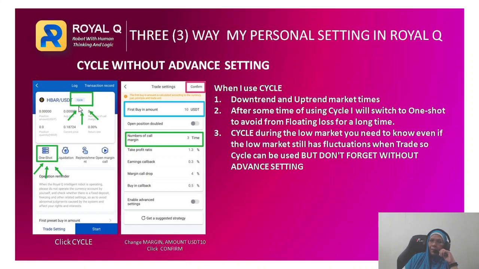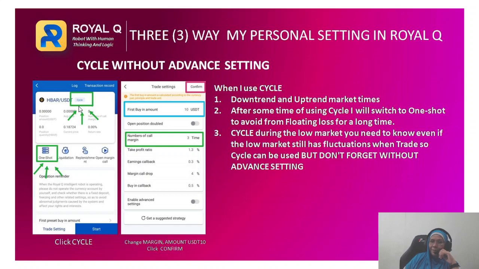Cycle means the robot will cycle the liquidation. It will sell and then buy back again. Sell is our profit. When it does the liquidation, that means it's our profit. Then the robot buys again. So that is what we call cycle.